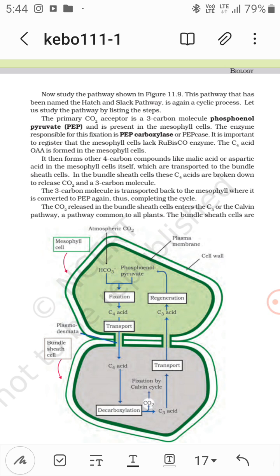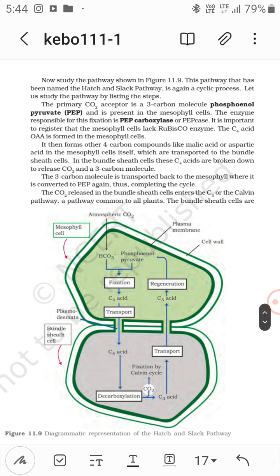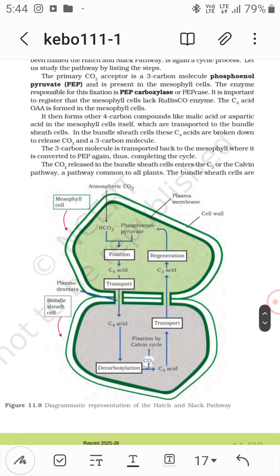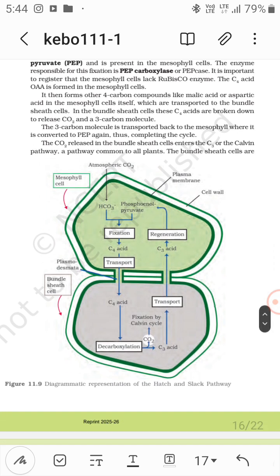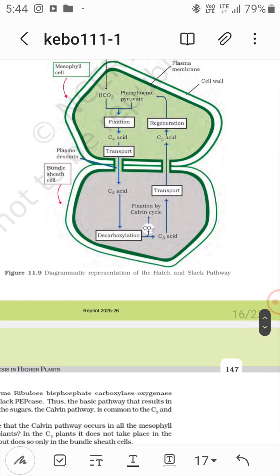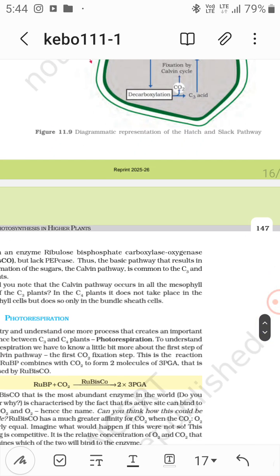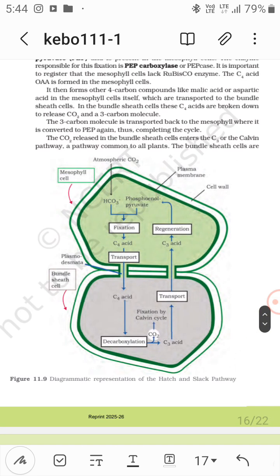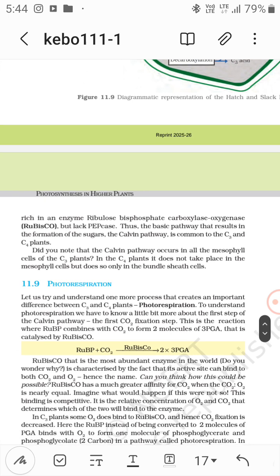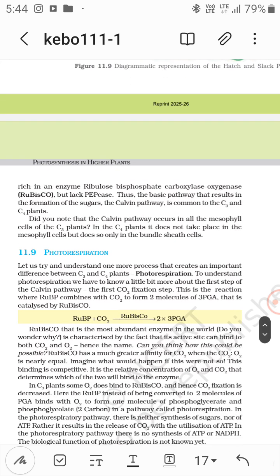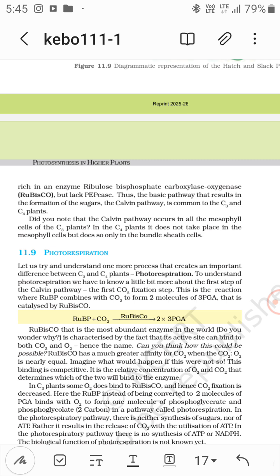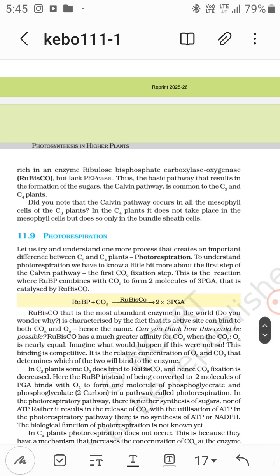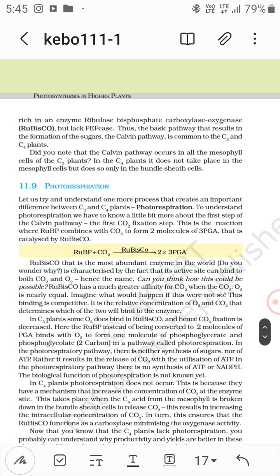The primary CO2 acceptor is a 3-carbon molecule, phosphoenol pyruvate, PEP, which is present in the mesophyll cells, and the enzyme responsible for the fixation is PEP carboxylase, or PEPcase. First is the mesophyll cell, second is the bundle sheath cells. The bundle sheath cells are rich in the enzyme ribulose bisphosphate carboxylase oxygenase, RuBisCO, but lack PEPcase. Thus, the basic pathway that results in the formation of sugars, the Calvin cycle, is common to the C3 and C4 plants.